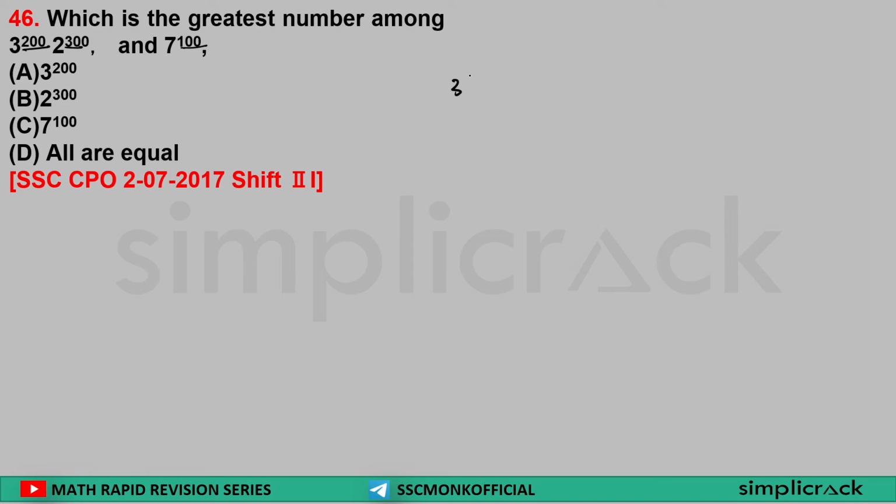Sir, 3 to the power 200 can be written as 3 squared to the power 100, 2 to the power 300 as 2 cubed to the power 100, and then 7 to the power 100 over here. Clear? So this can be written as 9 to the power 100, this as 8 to the power 100, and this as 7 to the power 100. Now which is the largest base? 9 is the largest base. So what is the greatest number? So 2 to the power 300 is the greatest number. Sorry, 3 to the power 200, my bad. 3 to the power 200 is the largest number. Clear? Basic? Sorted?